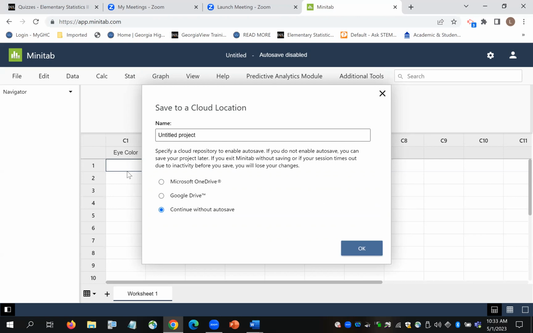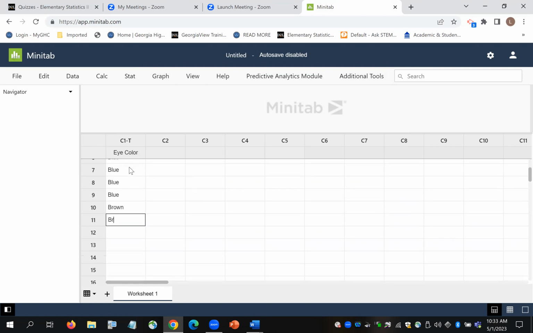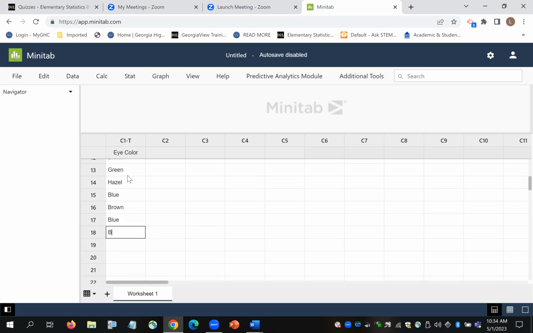I printed it off earlier, so we have blue, blue, green, I'm going down the column, brown, green, hazel, blue 4 times, brown 3 times, green, hazel, blue, brown, blue, brown, blue, I can spell, and then finally brown 4 times.